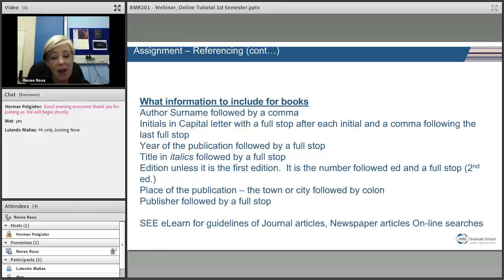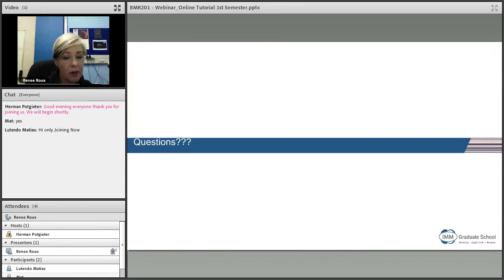So please go to eLearn and look at the guidelines. There are similar guidelines that you need to use for journal articles, newspaper articles, online searches. Please follow them. And remember, you do not categorize it: textbooks, then articles, then online searches. You mix them. If you follow these guidelines, you will be able to answer all the questions in your assignment.